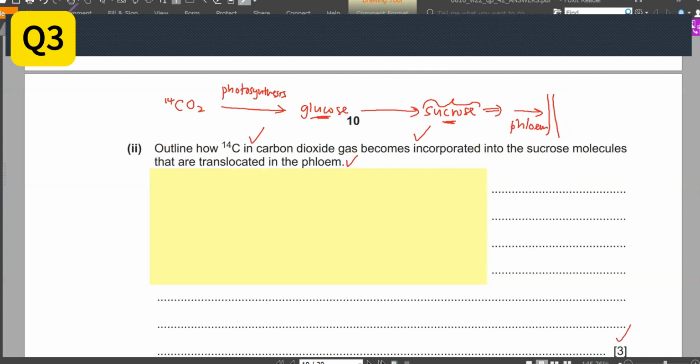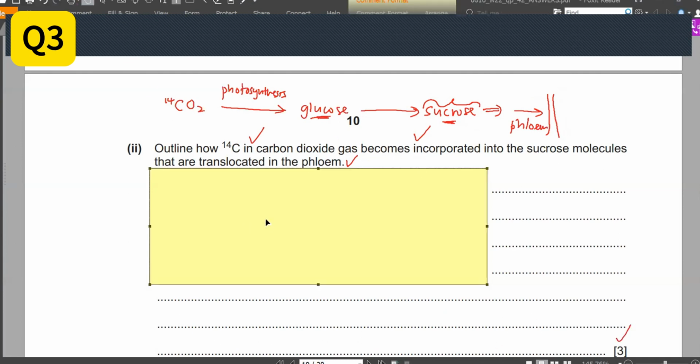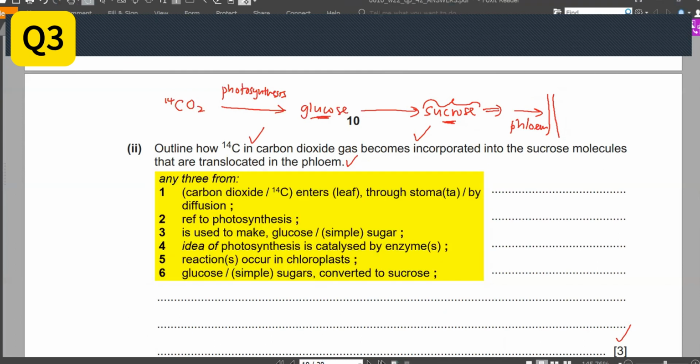It is a 3-point question, so we will look at the answers here. Any 3 will be acceptable. First, carbon dioxide enters the leaf through the stomata. So the first point is how it enters the leaf from the outside air by diffusion.